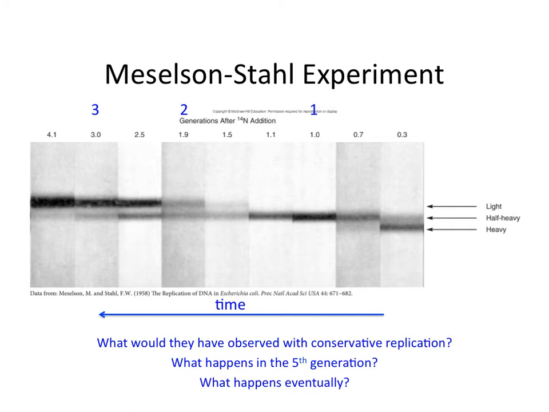All of the DNA is half heavy after one generation. And after two generations, 1.9 generations, I'm being generous rounding here at the top, two generations, half of the strands are light and half of the strands are half heavy. So what's the overall pattern? What's happening as generations proceed this direction? It's semi-conservative replication. But how would you describe this pattern of bands?